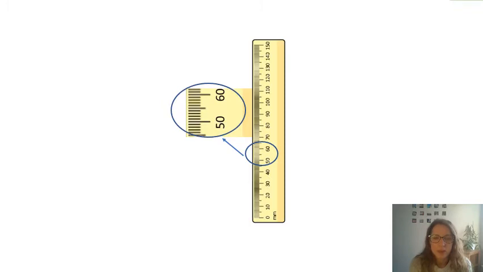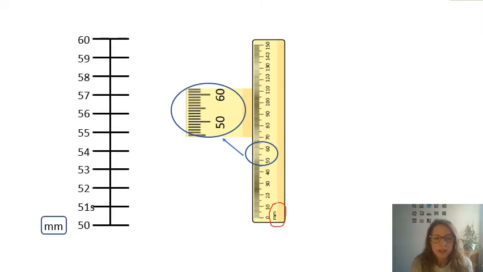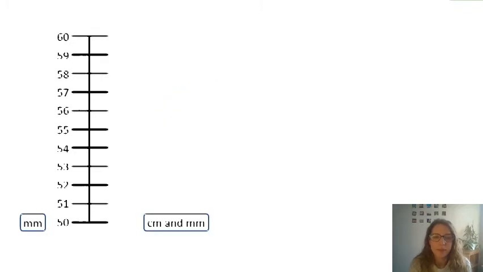Can you see all these lines in between? So it's in millimeters, as we can see the millimeter here. And can you see all these lines? So we've got 50 and 60, and all of these lines in between. So 51, 52, 53. Okay, so in between those, the 50 and the 60 is equivalent to this number line over this side. Okay, so that's just a bigger version over there.